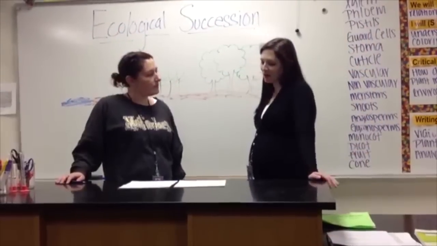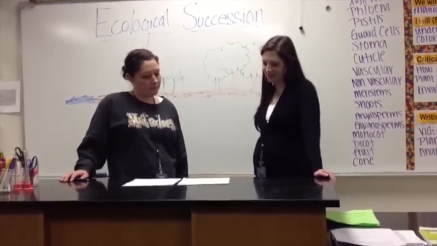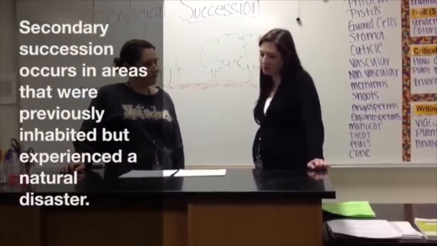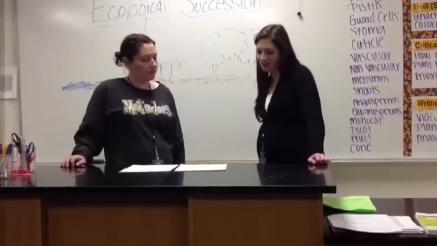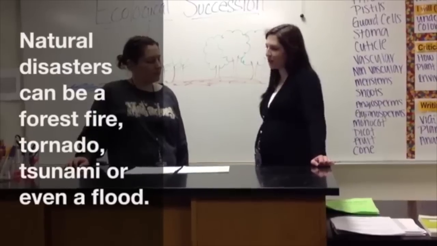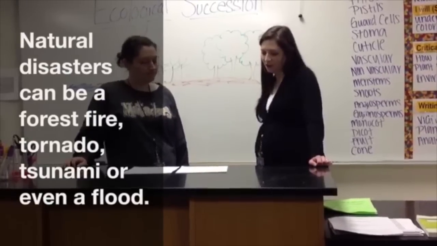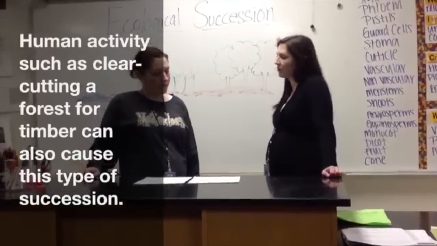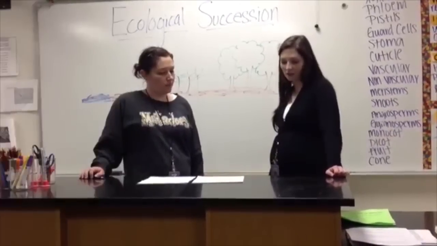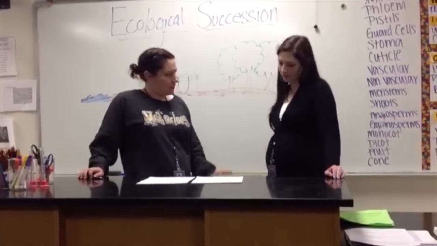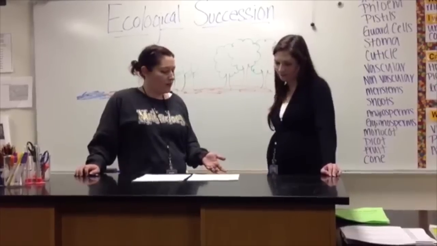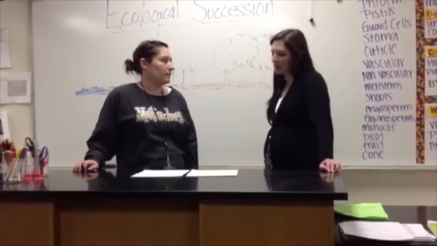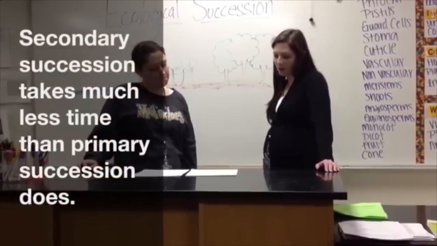Correct. The other type of succession is called secondary succession. Secondary succession occurs in areas that were previously inhabited but experienced a natural disaster. Natural disasters can be a forest fire, a tornado, tsunami, or even a flood. Human activities such as clear-cutting a forest for timber can also cause a secondary succession. How long does secondary succession take? I don't think it would take as long as primary succession since there was already an ecosystem there. Secondary succession takes much less time than primary succession does.